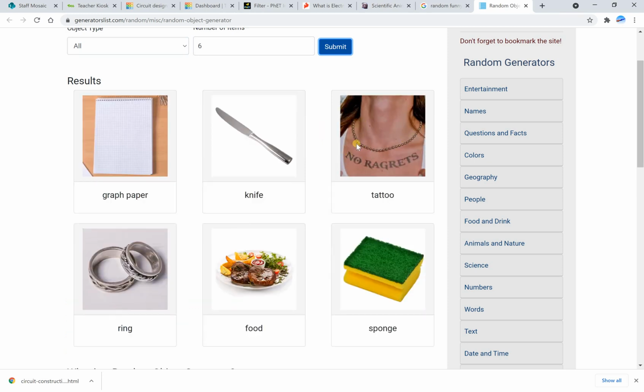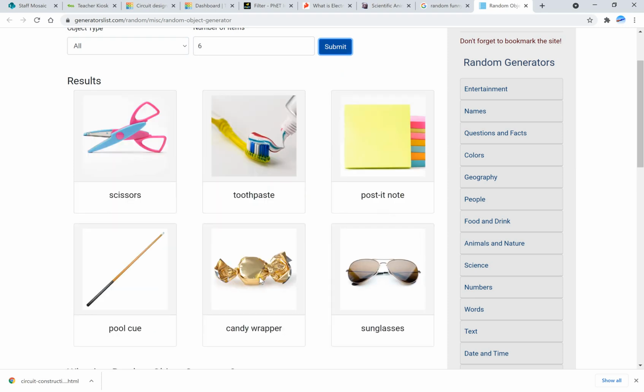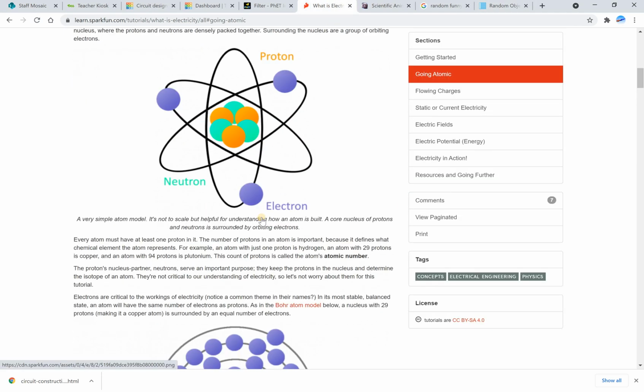Oh, this is interesting, a necklace. That's quite humorous. Tattoo. But yes, that tattoo is made up of atoms as well. Paper, knives, rings, food, and a sponge. Let's keep going. Yes, we have a candy wrapper, including the candy or the lolly. Scissors, toothpaste, post-its, sunglasses, pool cues. Everything is made up of atoms, which is great.